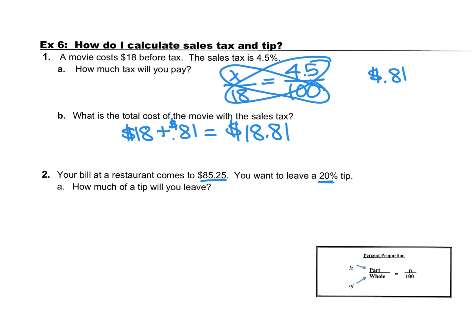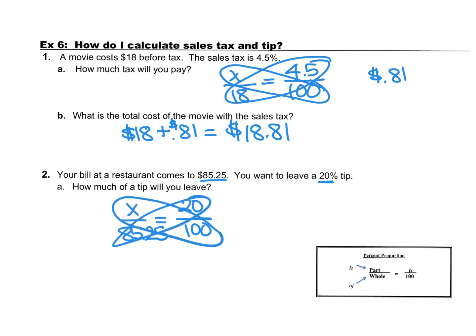So we would have then, the question we need to answer is what is 20% of $85.25? So we'll calculate that by cross multiplying and dividing. And so we would leave a tip then of $17.05. So that's the tip amount. Now, how much is the total cost with the tip? So for letter B, the total cost with the tip.